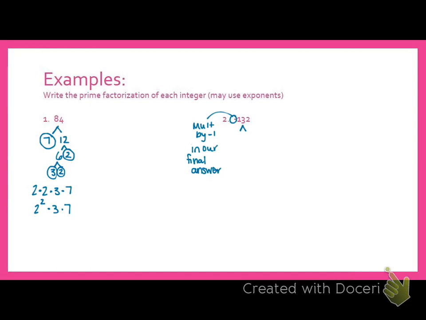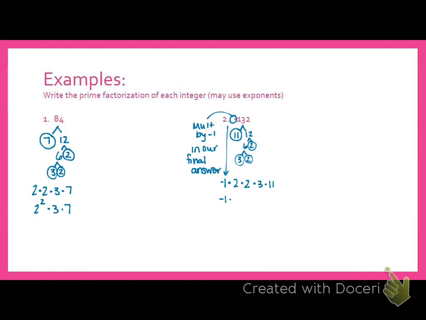What goes into 132? 11 and 12. 3 and 4. And what goes into 12? 6 and 2. And 6 is? So remember this negative here? Our prime factorization needs to have that negative there. So it's -1 times 2 times 2 times 3 times 11.